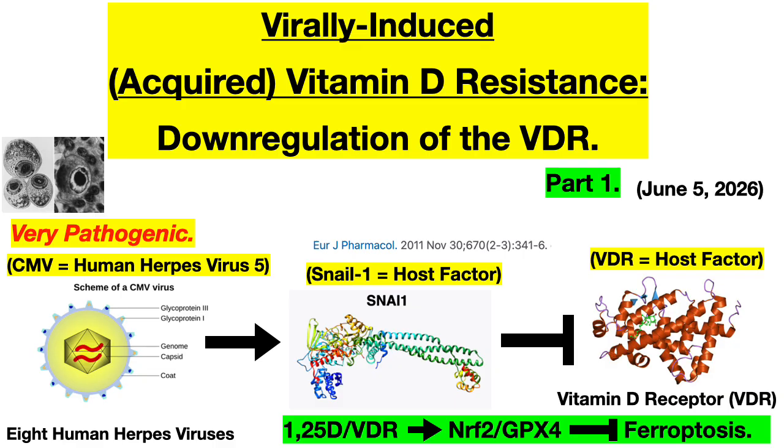So, as a first example, we're going to be looking at human herpes virus 5, cytomegalovirus, abbreviated CMV. CMV is very pathogenic. It causes infected cells to form very large nuclei, which makes the cell dysfunctional. Approximately 70 to 90% of elderly humans are already infected with CMV, and yet the infection is generally not expressed. It is a dormant human herpes virus.